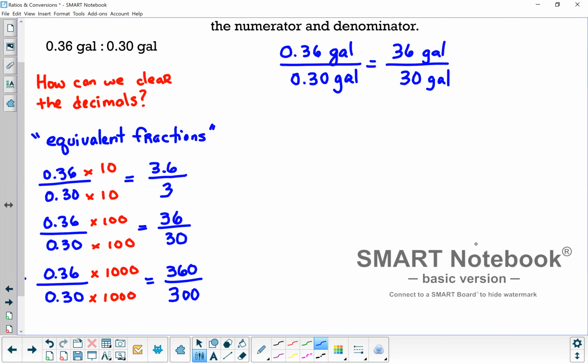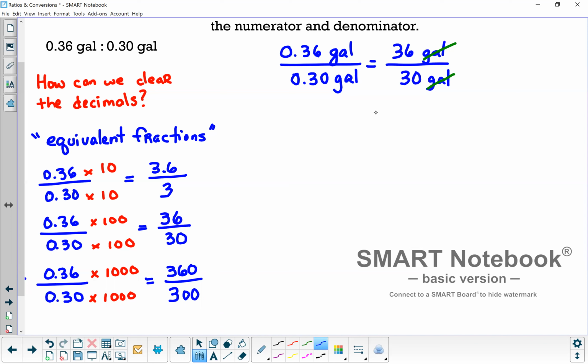Okay, so now let's reduce. So first thing I'm going to do is reduce our units, because gallons divided by gallons reduce the same way as if I were reducing numerical values. Since they are the same, I can reduce them, and now I don't have units in my ratio.